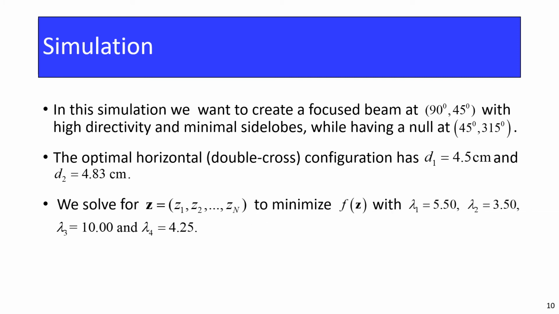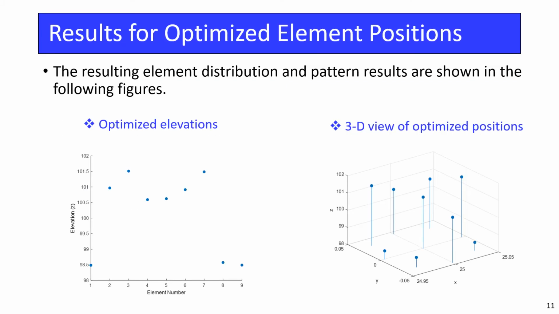And here is the set of optimization weights which we obtained via a parameter sweep. After performing the optimization procedure in MATLAB, we obtained the following element distribution. The figure on the left shows the optimized elevations ranging from 96 meters to 102 meters, while the figure on the right shows the 3D view of the optimized positions. Then we look at the resulting radiation patterns.